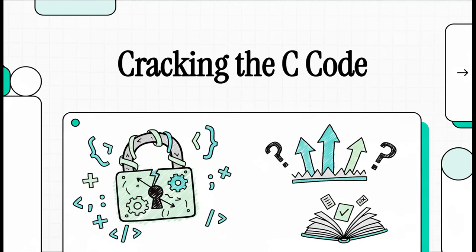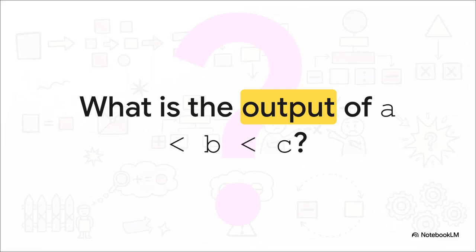Welcome! In this explainer, we are going to crack the code on C programming's operators and expressions. We're going to focus specifically on those tricky, confusing questions that always seem to pop up in exams. Okay, let's dive right in with a classic trick question. Most developers actually get this wrong on their first try, but trust me, by the end of this, you'll know exactly why it works the way it does.